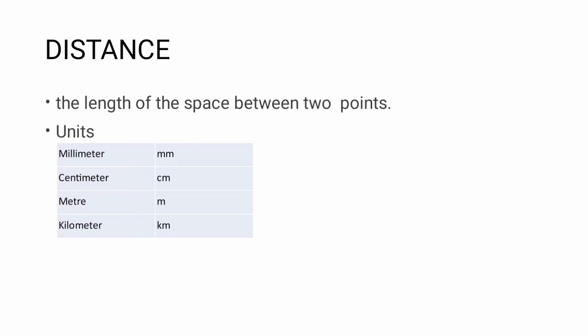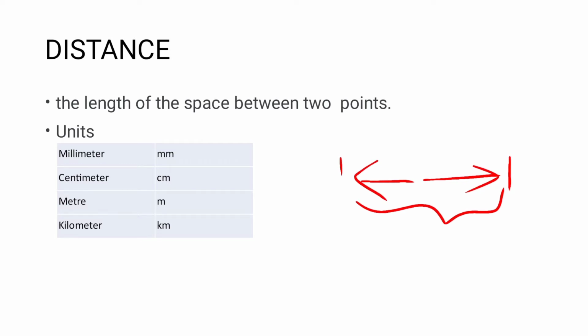Now what is distance? Distance is the length of space between 2 points, or the length between two objects. If 2 objects are like this, then the space between them will be the distance. Okay, what are the units? Miles, kilometers, millimeters, centimeters, yards, etc. will be the units used for the measurement of distance. Generally we use kilometers, meters or centimeters for doing the problems.